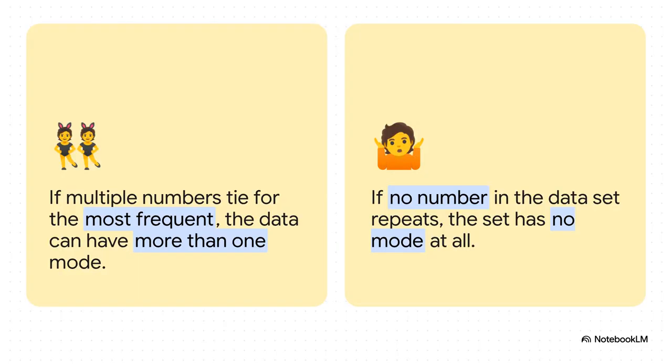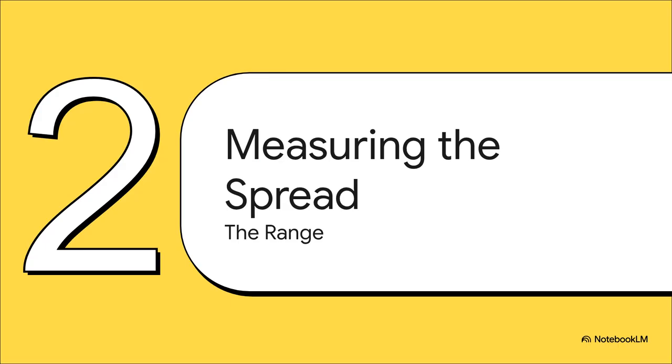Just like that, we've taken a totally random-looking list and found the most common pattern hiding inside. Okay, but you might be wondering, what happens if there's a tie? Or what if nothing ever repeats? Well, the lesson plan covers this perfectly. If two numbers are tied for being the most frequent, guess what? You just have multiple modes. And if every single number only shows up once, well then there's simply no mode at all. Easy.